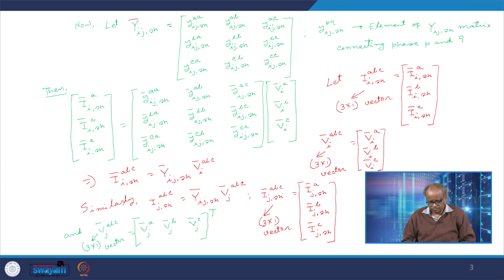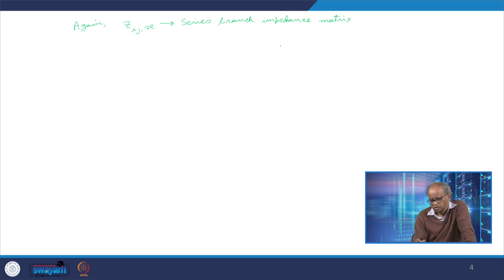Now let us look at the series elements. So now we have Z_ij ABC. Here again, Z_ij ABC is actually the series branch impedance matrix of the line between bus i and bus j.